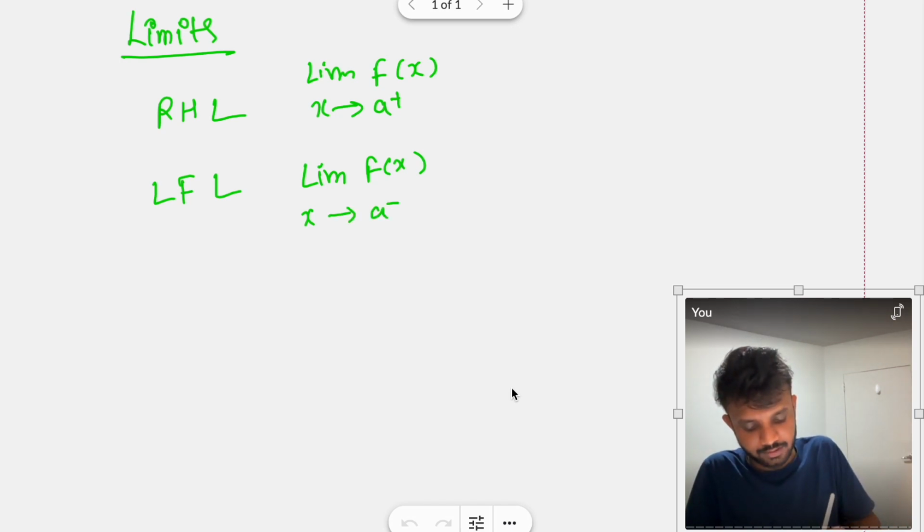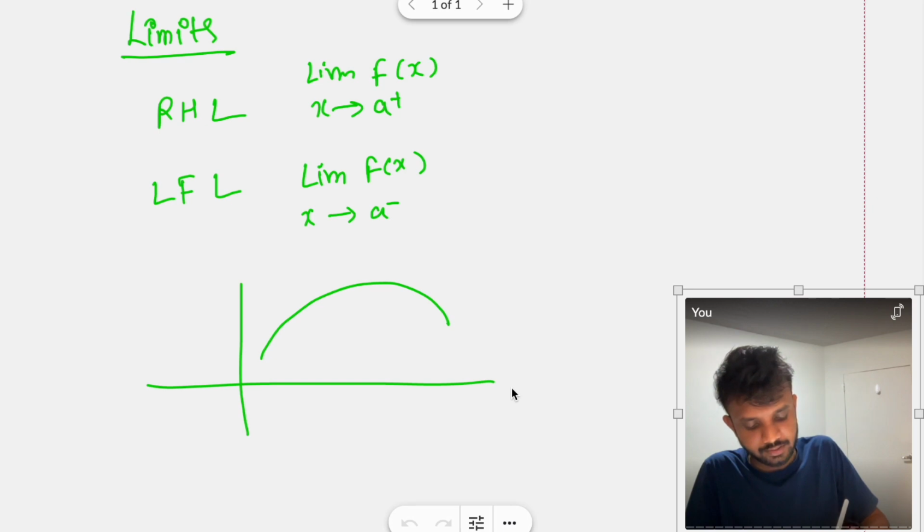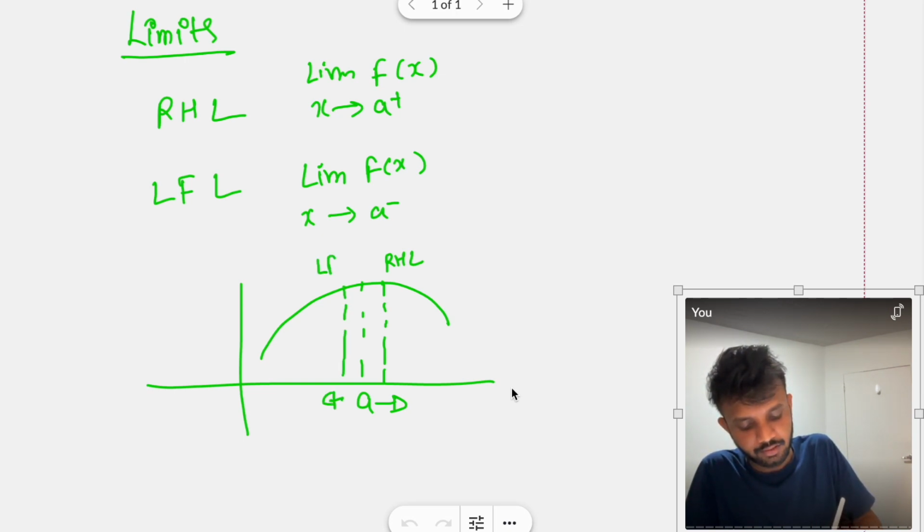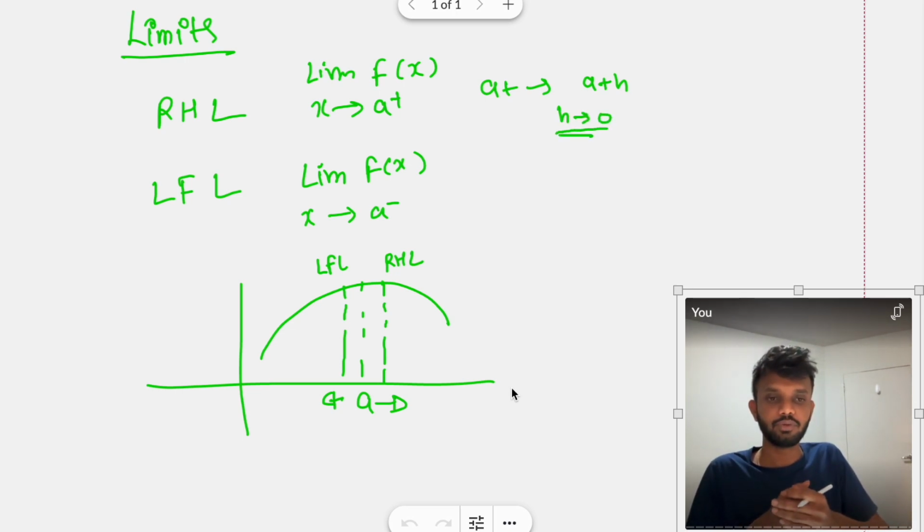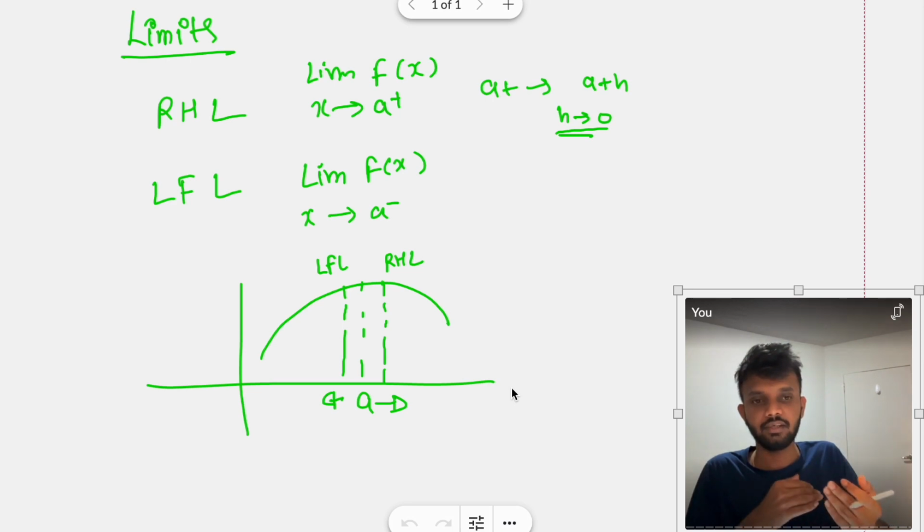Suppose this is my f(x) and this is the point x = a. If I go a small distance to the right of a, this is my right hand limit. And if I go to the left of a, this is the left hand limit. We can consider a plus as a plus h, and this h will be a very small value, which we can consider negligible. So the value of h will be very small. These are known as the right hand limit and the left hand limit.